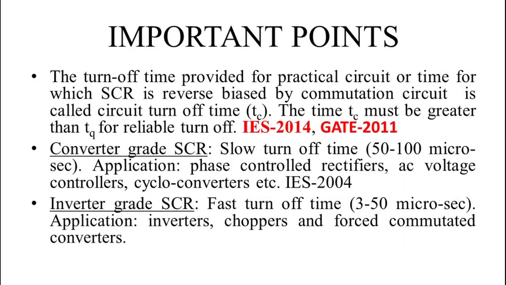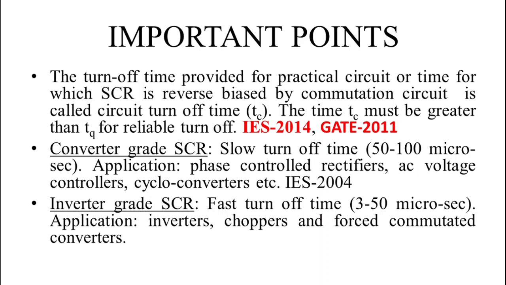Now take some important points. First, the turn-off time provided for a practical circuit, or the time for which SCR is reverse biased by the commutation circuit, is called circuit turn-off time, and it is denoted by Tc. The time Tc must be greater than Tq for reliable turn-off.